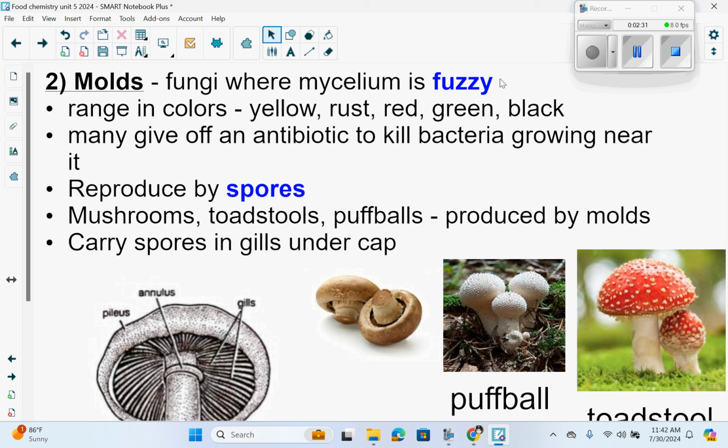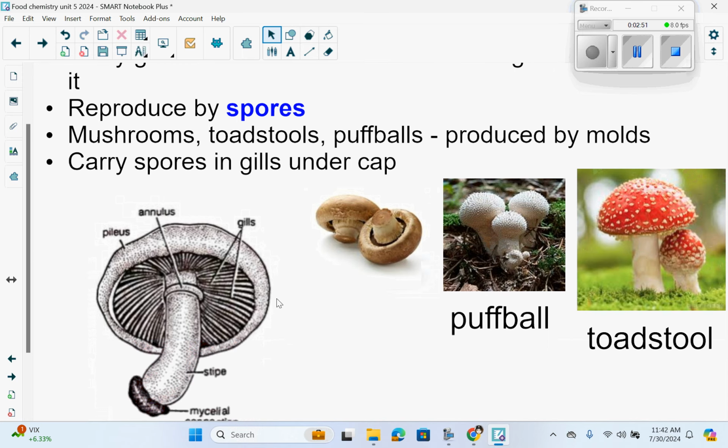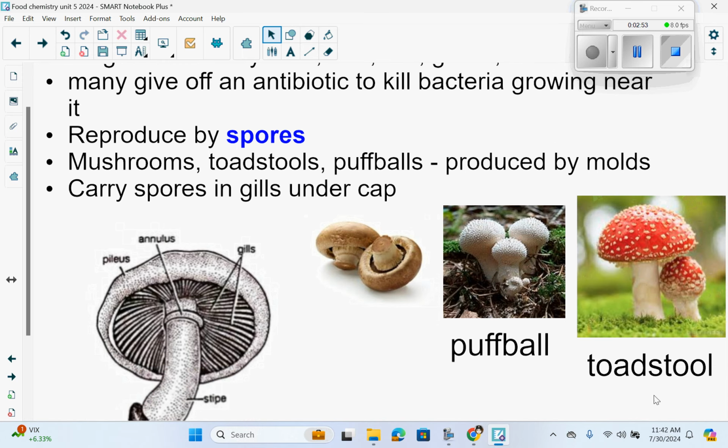Molds. These are fungi where the mycelium is fuzzy. They range in colors from yellow, rust, red, green, black. Many give off an antibiotic to kill bacteria growing near it. They reproduce by spores. You have mushrooms right here, toadstools right here, which look like the Mario mushroom, and puffballs. These are produced by molds. They carry spores in gills under their cap. So you can see they each have a cap.